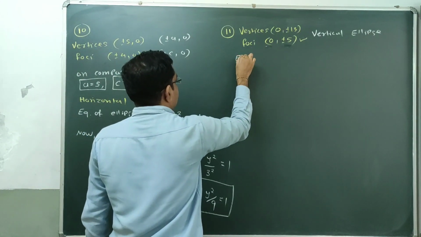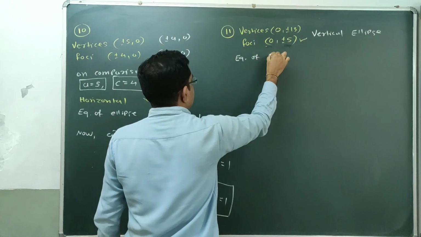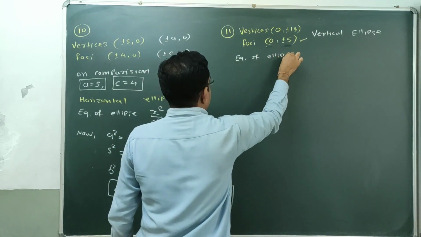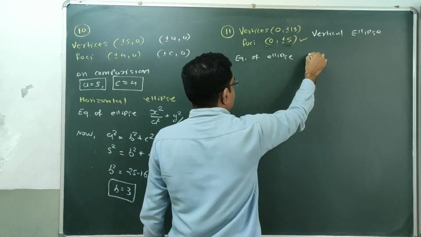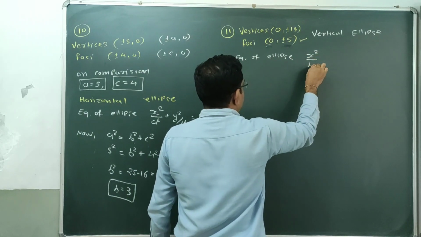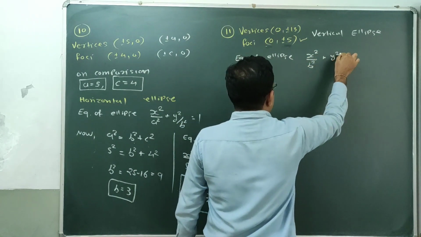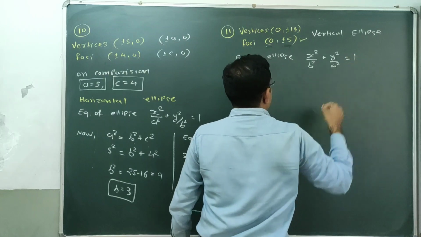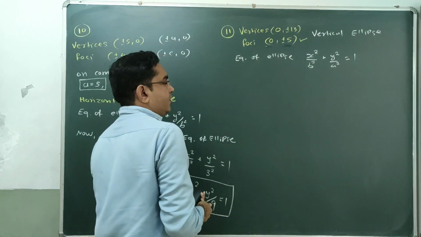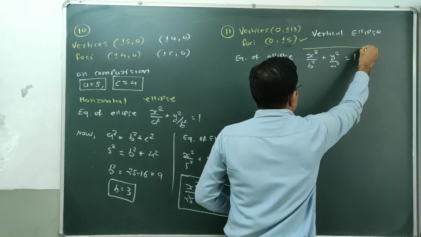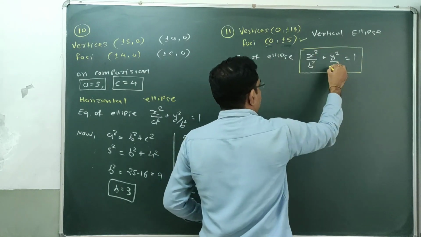What is the equation of a vertical ellipse? The equation of a vertical ellipse is x square by b square plus y square by a square equal to 1. This is the equation of a vertical ellipse. Here the coefficient of y square will be a square.